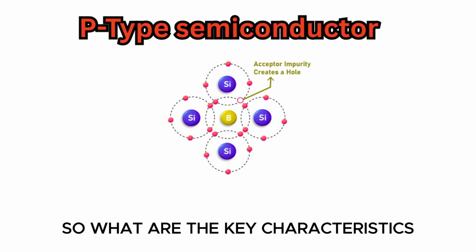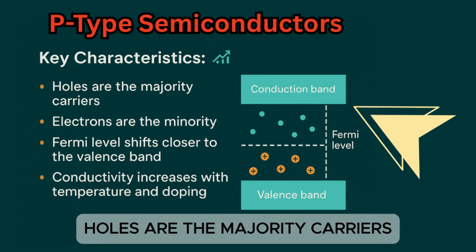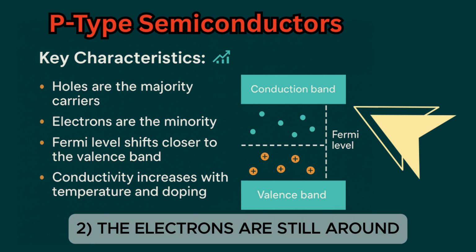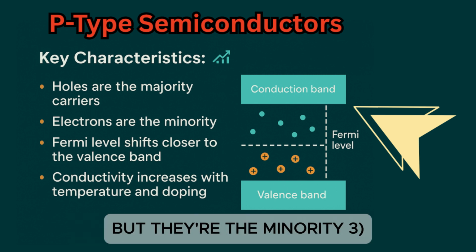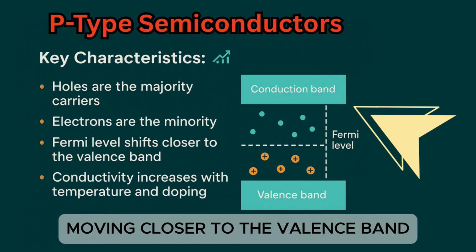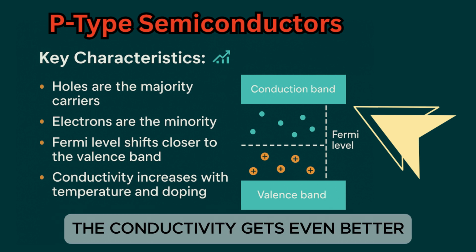These holes act as positive charge carriers, dramatically improving conductivity. So, what are the key characteristics? Let's break it down. 1. Holes are the majority carriers. They do most of the conducting. 2. Electrons are still around, but they're the minority. 3. The Fermi level drops down, moving closer to the valence band. 4. And as you increase temperature or doping, the conductivity gets even better.